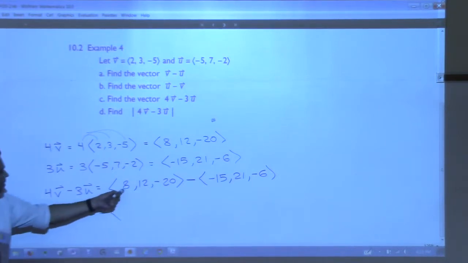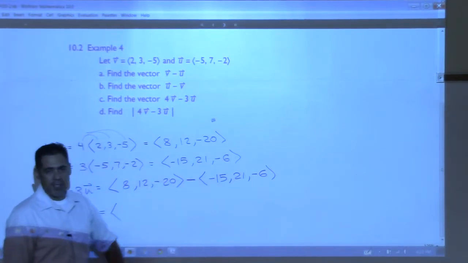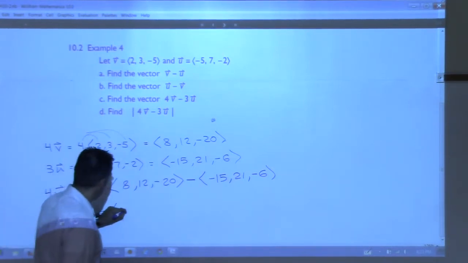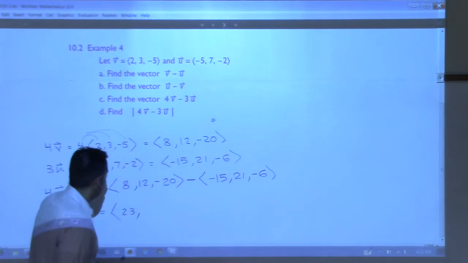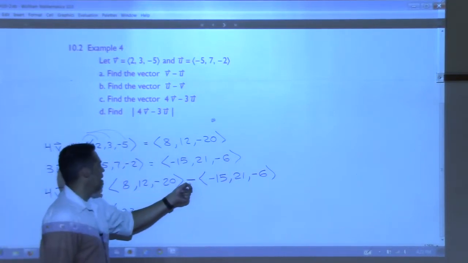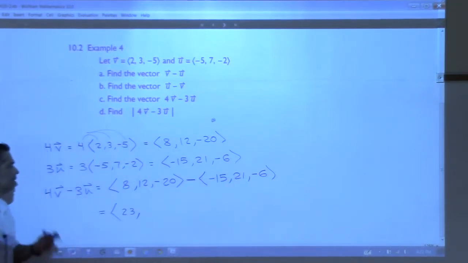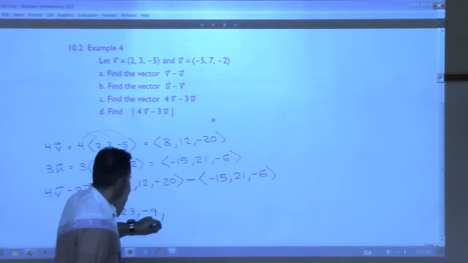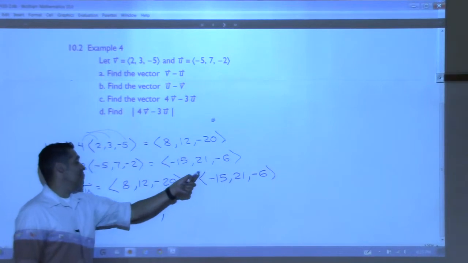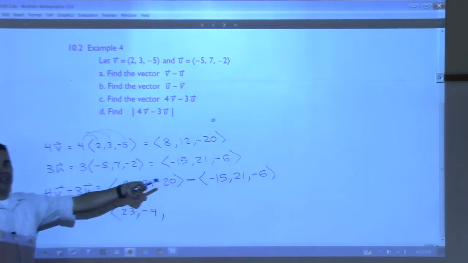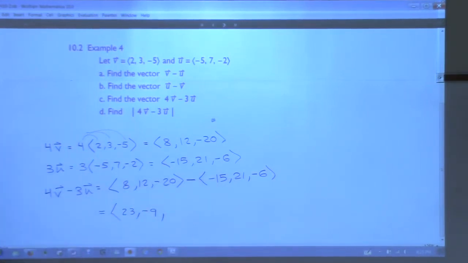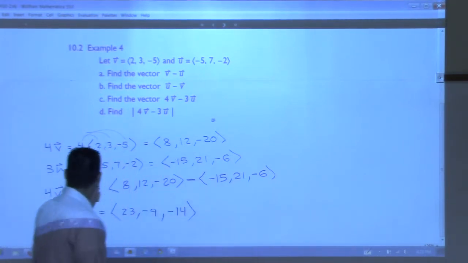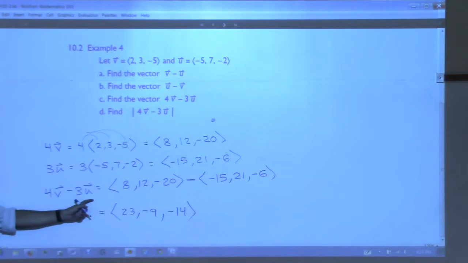So we're going to do 8, and we're going to take away negative 15. 23. And then we're going to do 12, and we're going to take away 21. Negative 9. And then we're going to do negative 20, and then we're going to take away negative 6, which is the same as adding 6, so negative 14. So that is the vector 4v minus 3u.